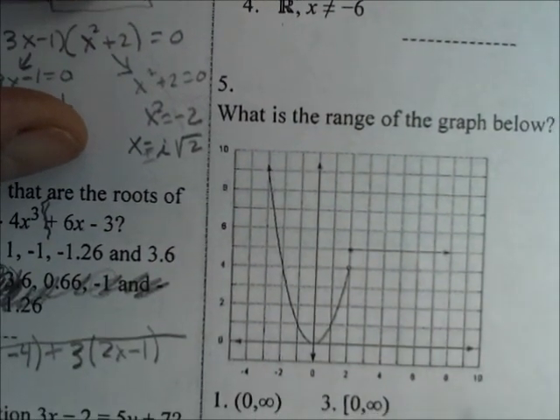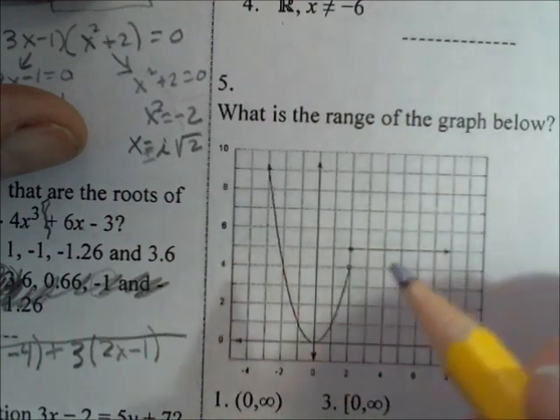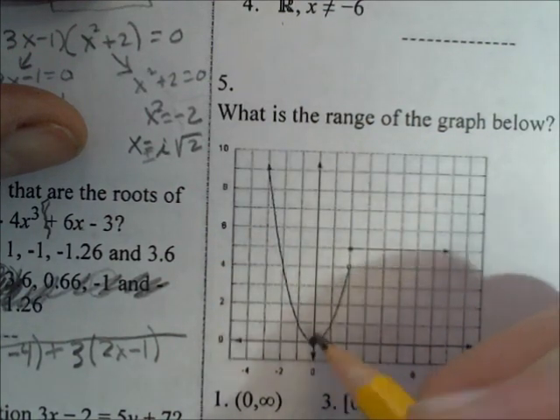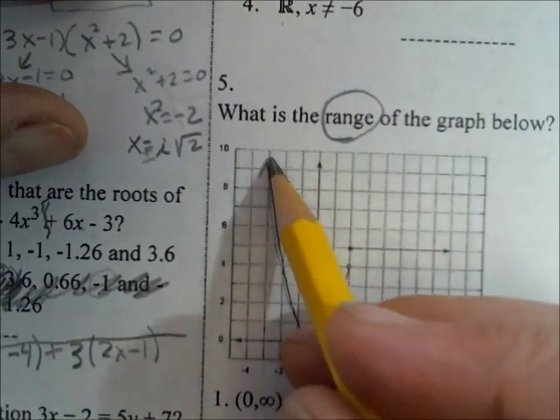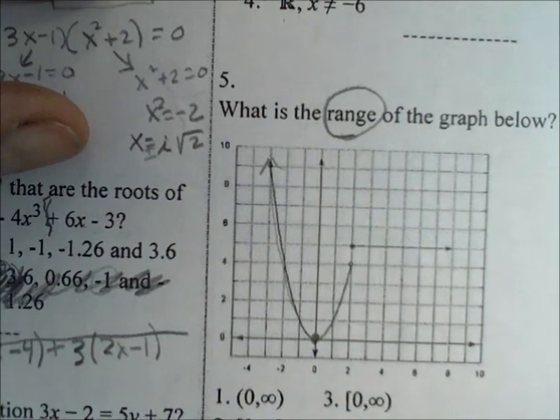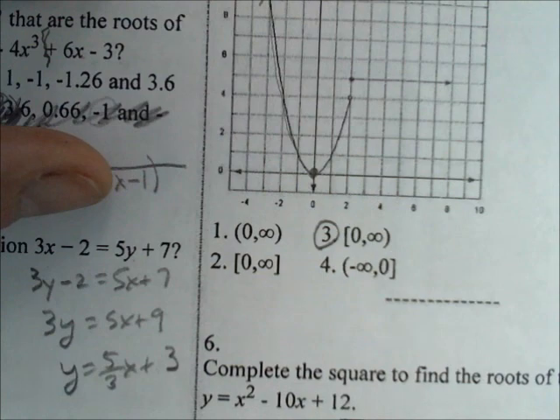Number 5, the range. The range is the y values up and down. Well, it looks like the lowest y value is 0, and then this kind of goes up forever and ever to infinity. So the answer is option 3, range is y greater than or equal to 0.